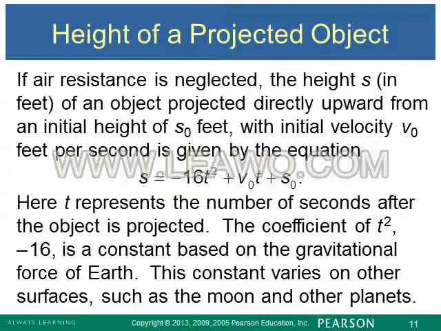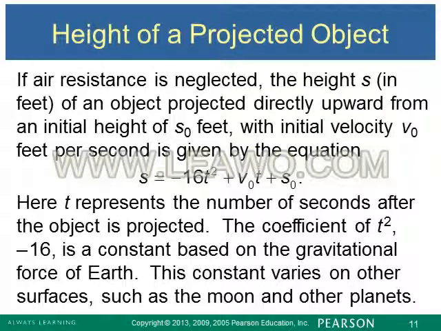Now, the next example is another real-life application, height of a projected object. If air resistance is neglected, the height, which they're using the value s, in feet of an object projected directly upward from an initial height of s sub 0 or s sub naught feet with initial velocity v sub 0 feet per second is given by this equation. S equals negative 16t squared plus v sub naught t plus s sub naught.